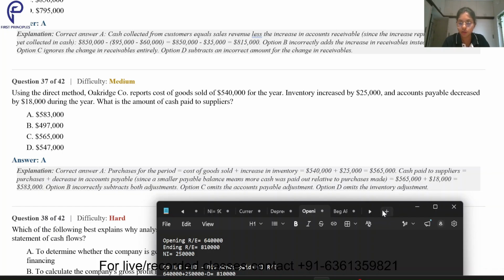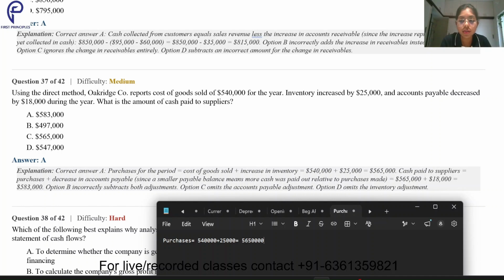New one I will open. Yeah, so whenever it is given what is the cash paid to the suppliers, my inventory increased is given, my accounts payable decreased is given, my cost of goods sold is given. So first of all we will calculate the purchases. How much did we purchase in the year? So purchases in the year will be equivalent to the increase in inventory and the cost of goods sold. Whatever goods we have sold, that we would have purchased or not. So that will be my purchases for the year plus 25,000. That will give me 540,000 plus 25,000, 5,65,000.